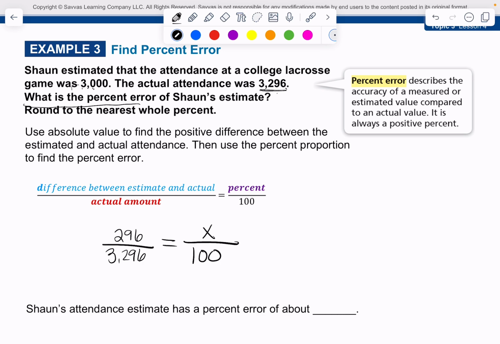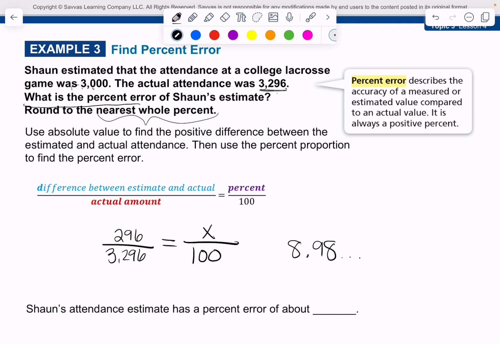When we solve this, notice in the question it says round to the nearest whole percent. So math isn't always pretty. We're not always going to get nice round numbers. So when we solve this, again, using a variety of proportion solving strategies, you end up getting kind of a crazy decimal. The first couple of numbers are 8.98, and then there's a whole bunch of repeating digits as well.